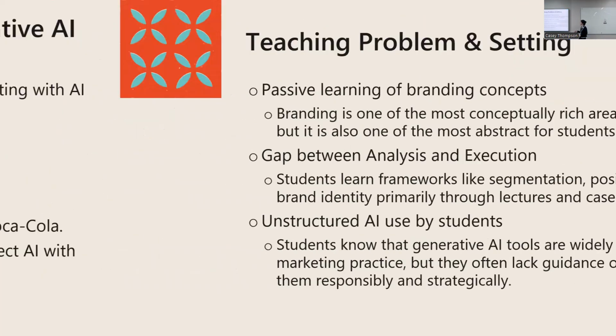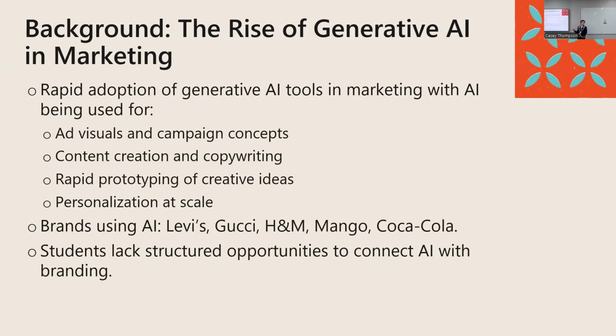Okay, so just a little bit of the background. Over the past few years, we've heard a lot about the rise of generative AI, specifically in marketing and advertising. Now, there's a rapid adoption of generative AI tools in marketing, with AI being used for ad visuals, campaign concepts, content creation and copywriting, rapid prototyping of creative ideas, and also personalization at scale. For example, you probably see an ad that was generated by AI because you're a specific target market. And most brands have started using AI, including Levi's, Gucci, H&M, Mango, Coca-Cola.